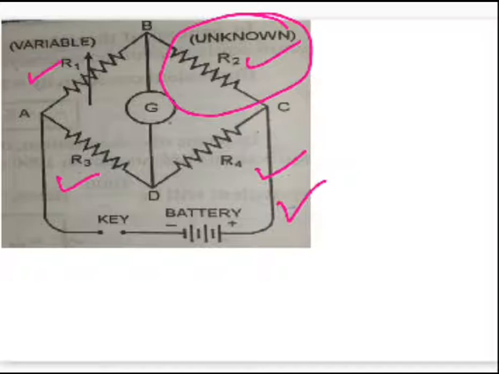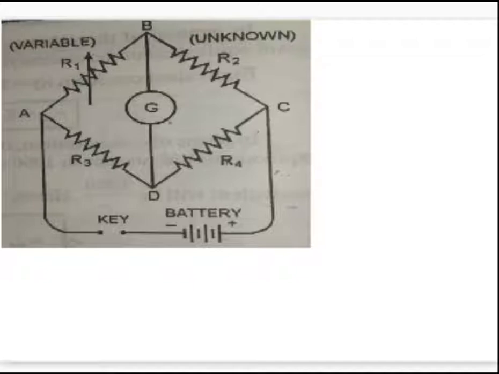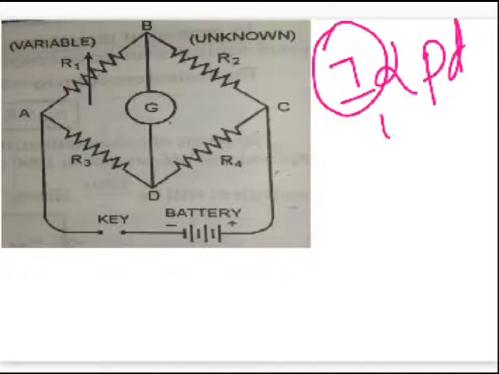Now what you're going to do is adjust the variable resistance up to the point where you can observe a null point in the galvanometer, which is present here at the center of the circuit. What do you mean by null point deflection in the galvanometer? As per Ohm's law, the current through a conductor is directly proportional to the potential difference applied across it, right? Now, if there is no potential difference, what will happen? There will be no flow of current.